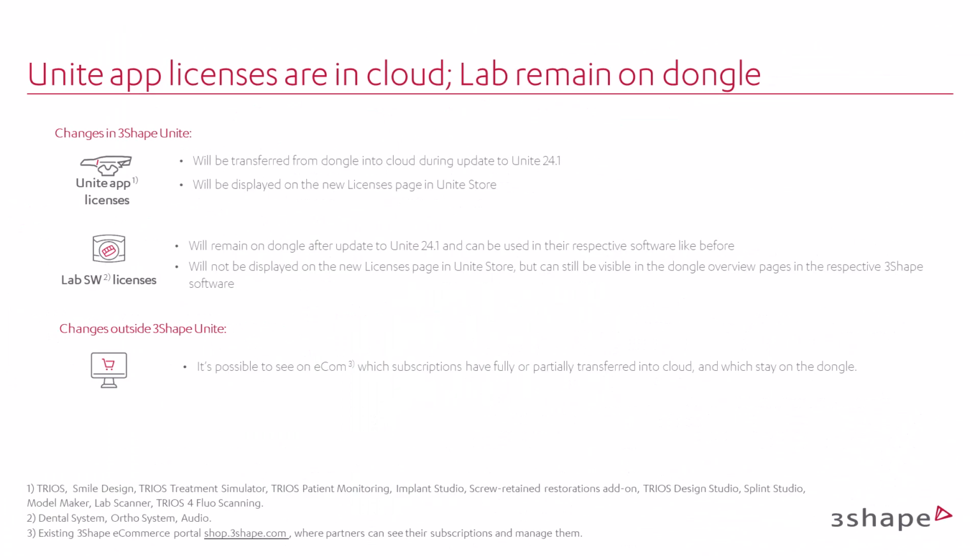During the installation of Unite 24.1, we may encounter scenarios where users have dongles with a mix of Unite and Lab applications, as previously discussed. In such cases, Unite app licenses, such as Trios engagement apps and Studio apps, will be transferred from the dongle to the cloud and will be displayed on the new license page in the Unite store. However, software licenses for applications such as Dental System, Ortho System, and Audio will remain on the dongle and will not be displayed on the new license page in the Unite store. These licenses can still be viewed on the dongle overview pages in the respective 3Shape software.